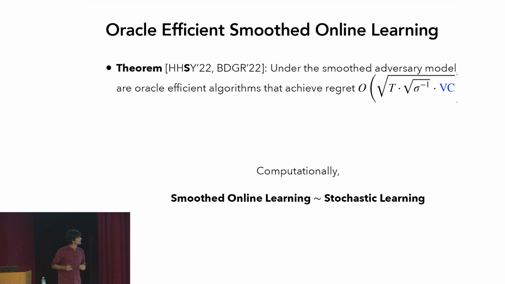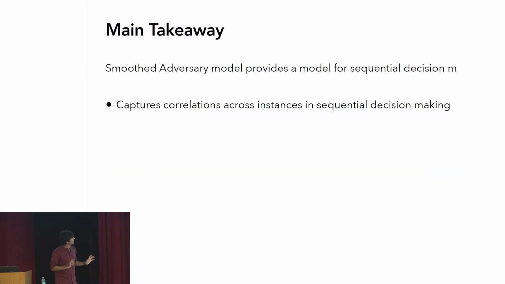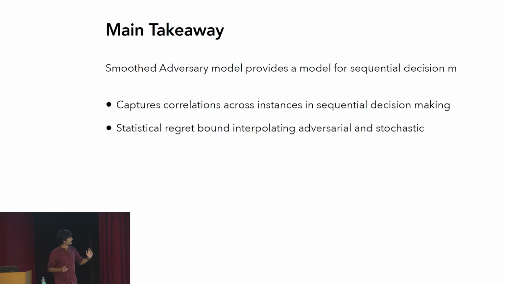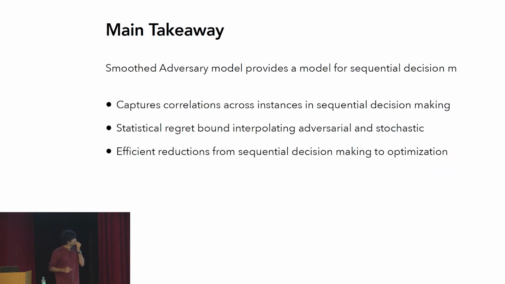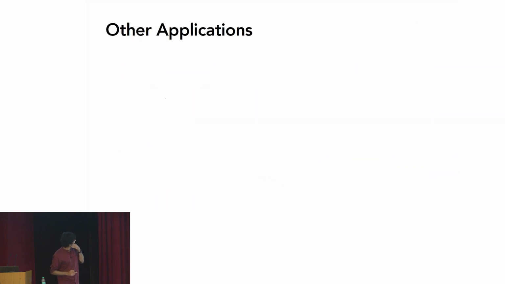How much time do I have? The high-level main takeaway is that the smooth model gives you a model for sequential decision making that captures correlations across instances and also gives statistical regret bounds interpolating between the adversarial and the stochastic case. It gives efficient reductions from sequential decision making to optimization, which I'll skip for now, and I'll quickly mention other settings where this leads to some interesting results.